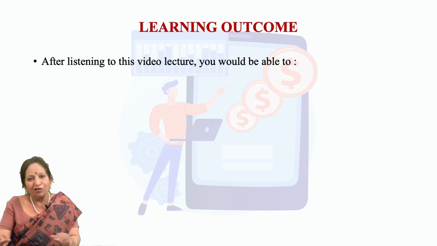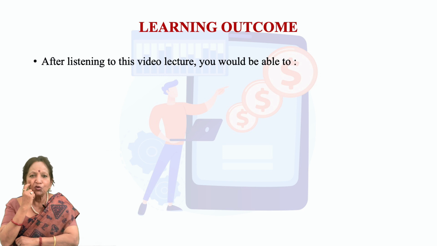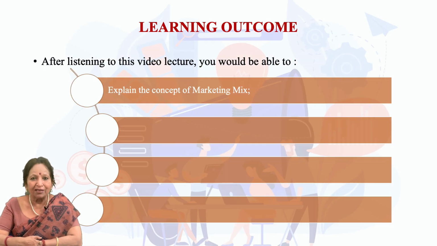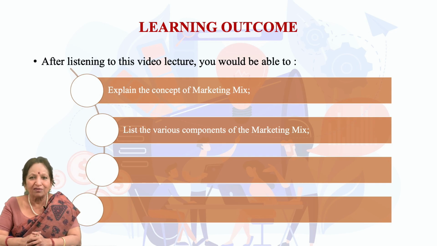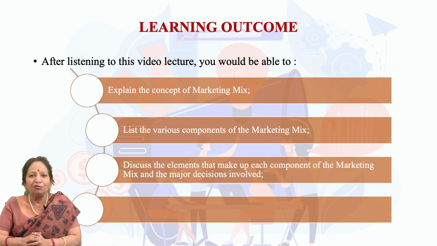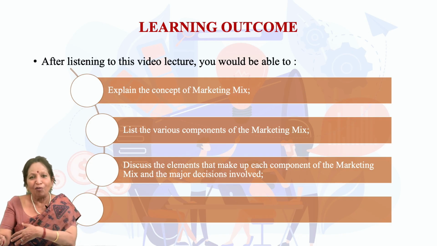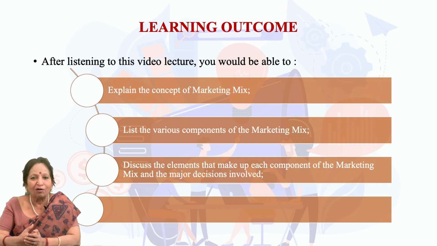Now, before we begin, let's look at the learning outcomes of the session, and I would like you to test yourself on whether you've been able to achieve these outcomes. Once you've gone through this session, you should be able to explain the concept of the marketing mix. You should be able to list out the different components of the marketing mix. You should be able to discuss the elements that make up each component. So when we are looking at 3 or 4 components, within that component, what are the different elements? You should be able to discuss them.